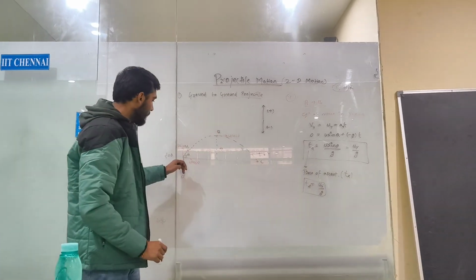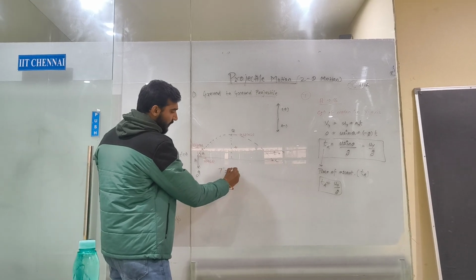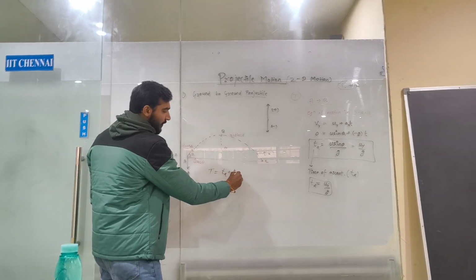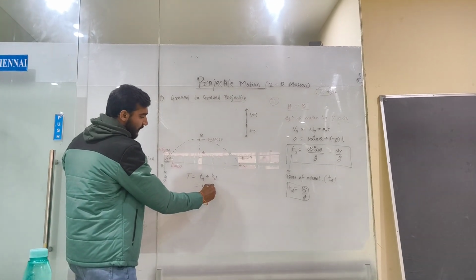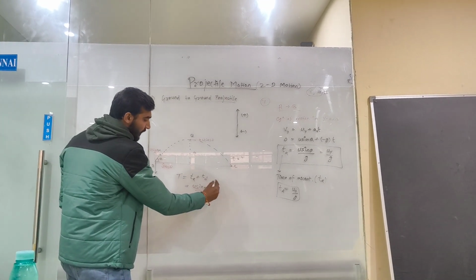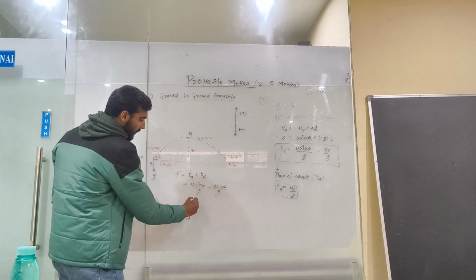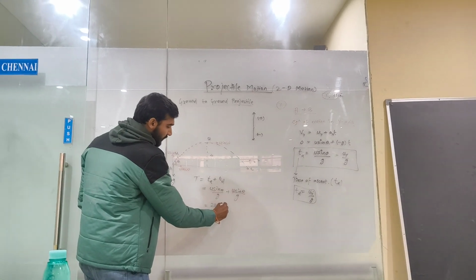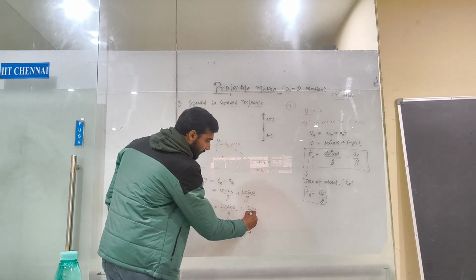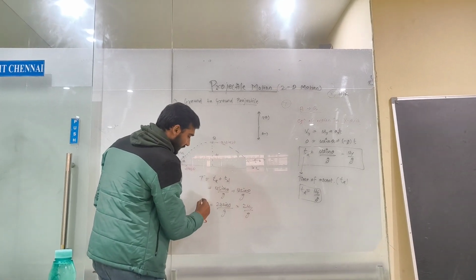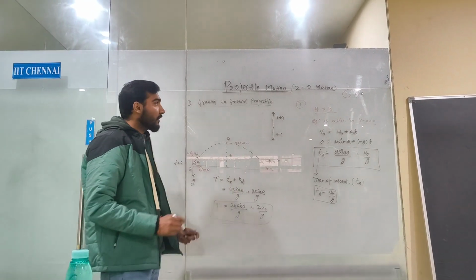If we want to calculate the time from A to C, then we have to add both. So what is T? T is time of ascent plus time of descent. Time of ascent is u sin theta by g, and time of descent is also the same, u sin theta by g. So total time comes out to be 2u sin theta by g, or we can say it is 2u_y by g. This is the time of flight. Understood?